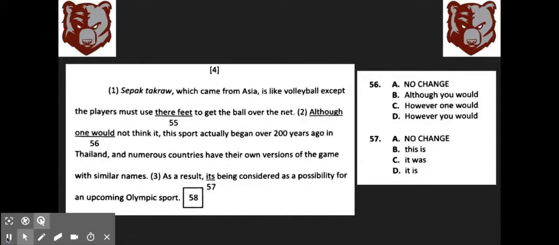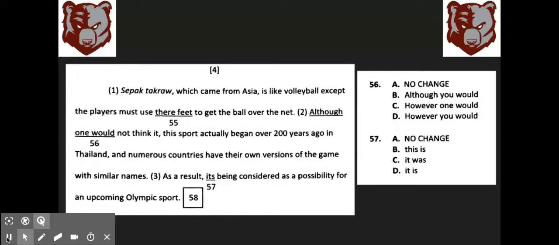Flip over to page 9 of the English section. Read paragraph 4 with me. Sepak takraw, which came from Asia, is like volleyball except the players must use their feet to get the ball over the net. Although one would not think it, this sport actually began over 200 years ago in Thailand, and numerous countries have their own versions of the game with similar names. As a result, it's being considered as a possibility for an upcoming Olympic sport.